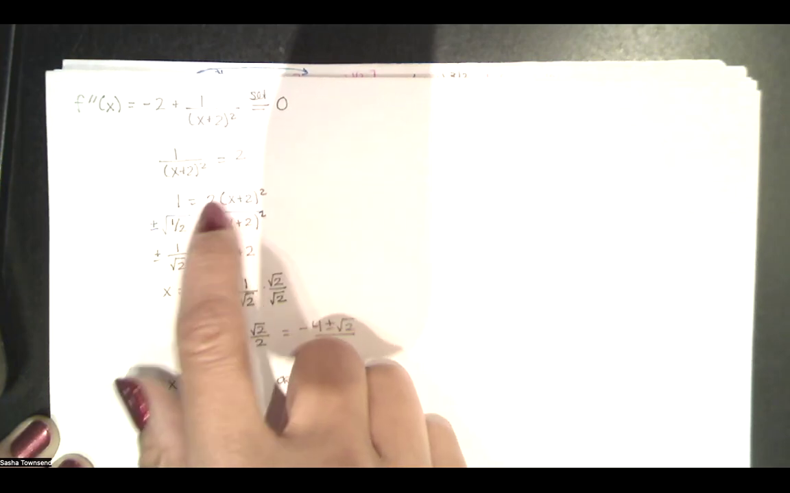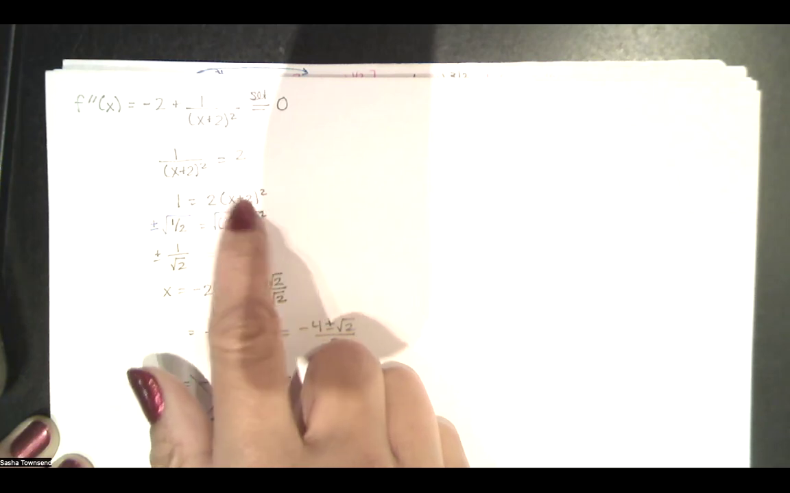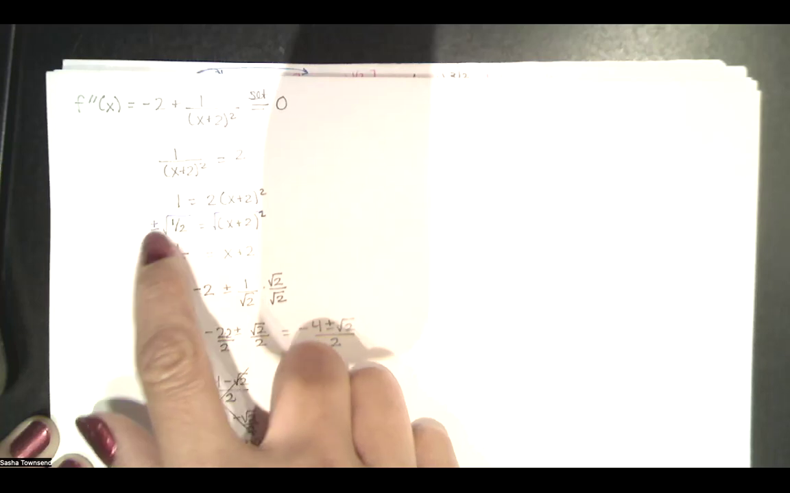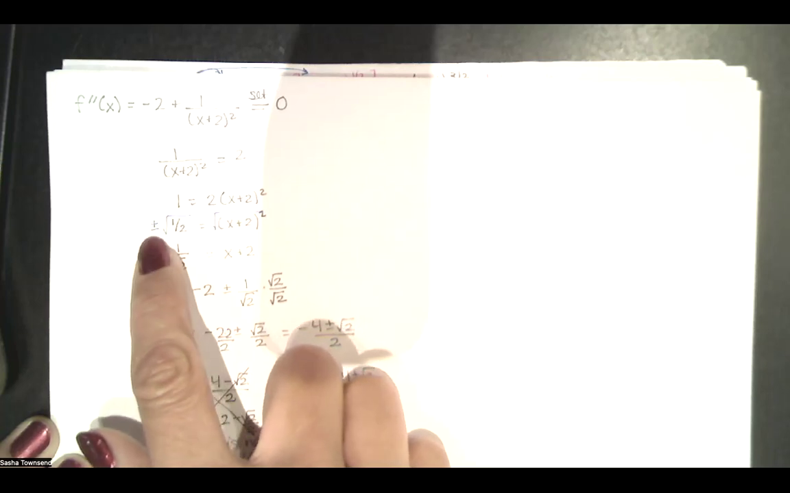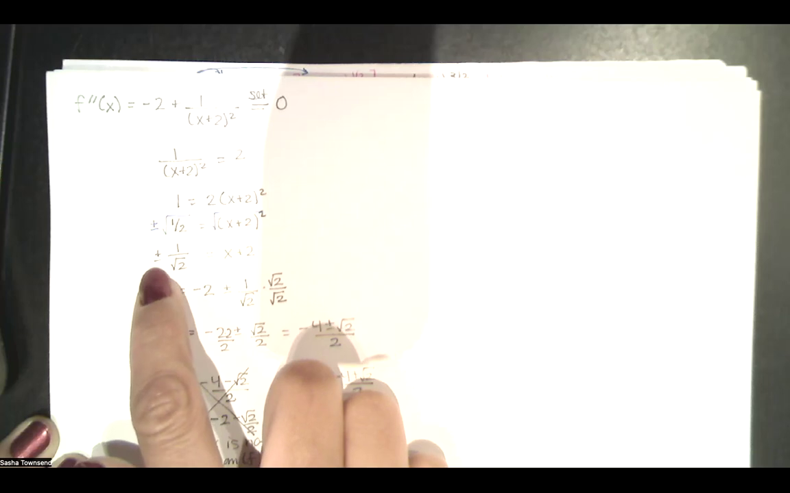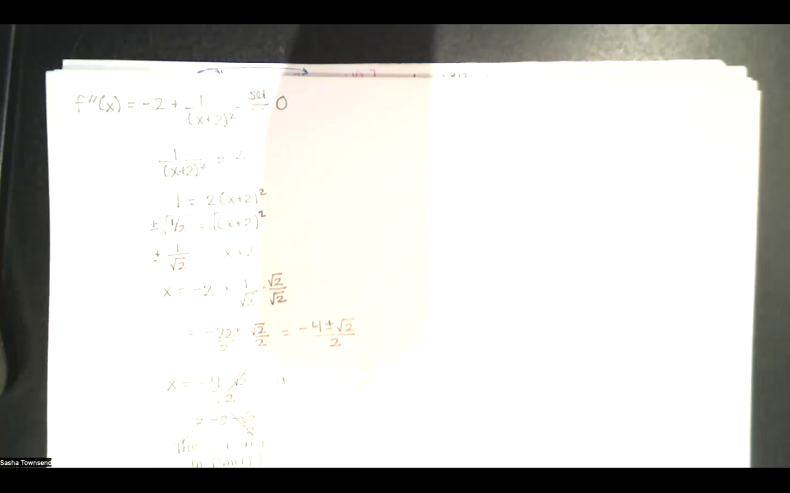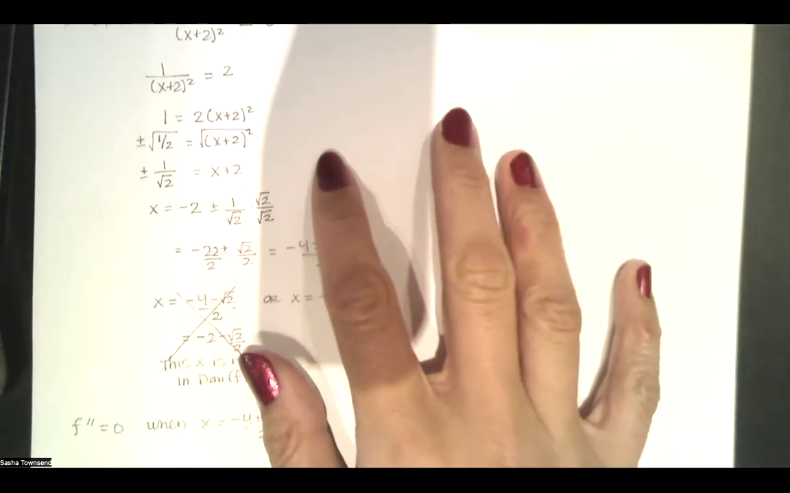Clear the denominator, so we get 1 equals 2 times that (x plus 2) squared. Then we divide by 2 and then take the square root of both sides. Don't forget the plus or minus on the side with the number. And we get x plus 2 on the right is equal to plus or minus 1 divided by the square root of 2. Sorry about the glare.